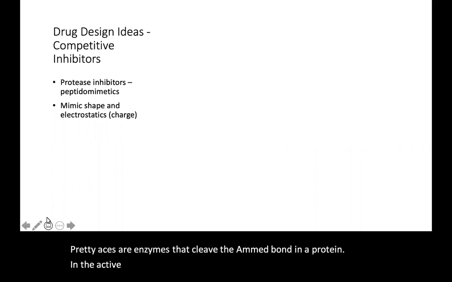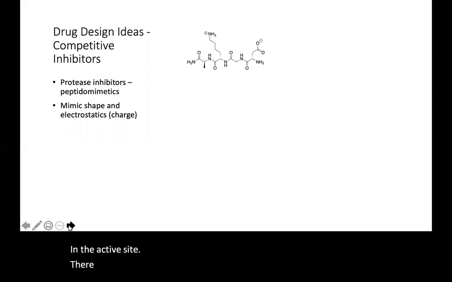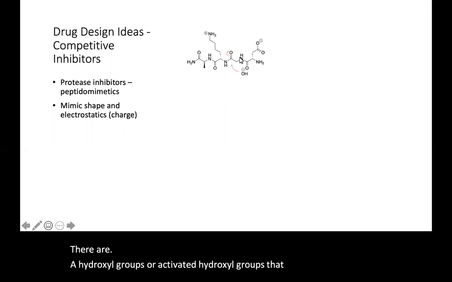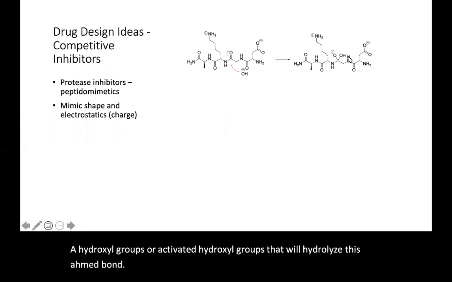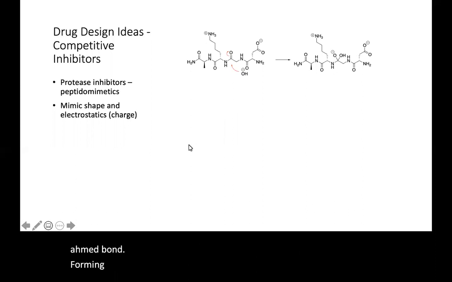Let's go through an example. Proteases are enzymes that cleave the amide bond in a protein. In the active site, there are hydroxyl groups or activated hydroxyl groups that will hydrolyze this amide bond, forming this tetrahedral transition state.